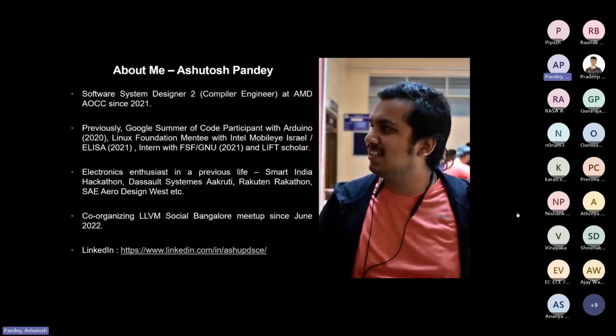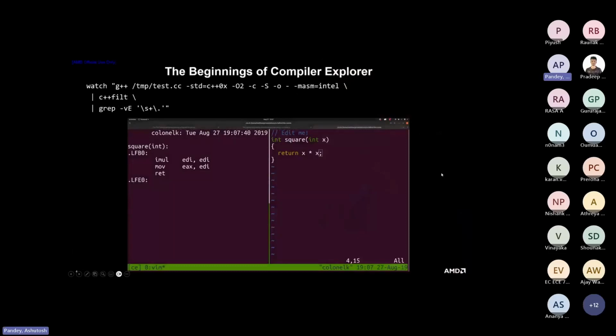Since the first three talks that we had were shared talks, we hadn't really done any intros. Since this is my individual talk, and there'll be more individual talks later in this series, here's an about me slide. I'm a compiler engineer at AMD. I've worked on the AOCC compiler since 2021. Previously, I did Google Summer of Code with Arduino in 2020. I worked with the Linux Foundation as a mentee for Intel Mobileye. And before that, I was an electronics enthusiast. I won a lot of hackathons and built a lot of prototypes, drones and prosthetics. I've been co-organizing LLVM Social Bangalore since June 2022, and you can always connect with me on LinkedIn. Now let's get started with the topic.